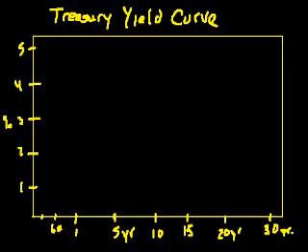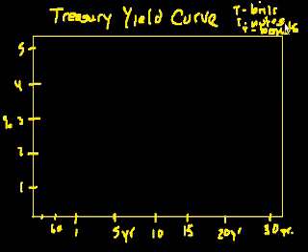So when most people talk about the yield curve, they're talking about the Treasury yield curve. And what does that mean? What is even a Treasury? So these Treasury securities, whether they're T-bills, Treasury notes, or Treasury bonds. So they all start with a Treasury. So there's T-bills, T-notes, and T-bonds.